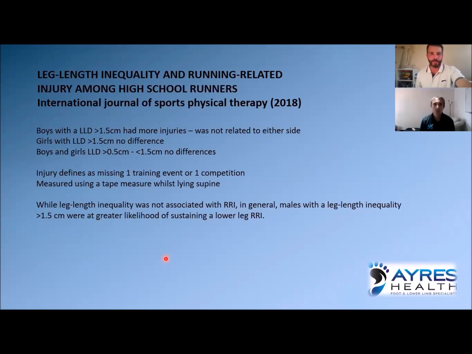But the only thing that it does really show is that the greater the difference is, the more chance of getting injured. Going back to the 2002 review paper, that paper points out that the greater the difference, the more the chances. But most other studies are saying from 2 centimetres onwards is when we start getting issues.